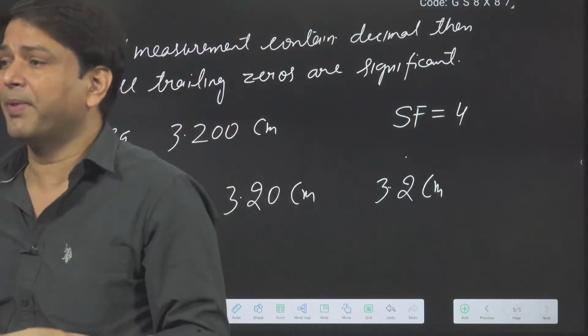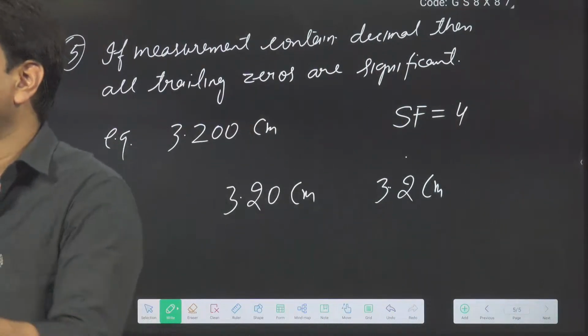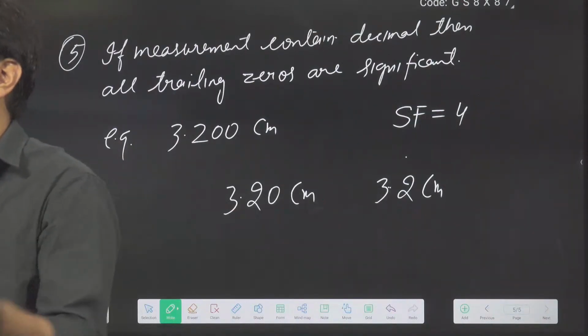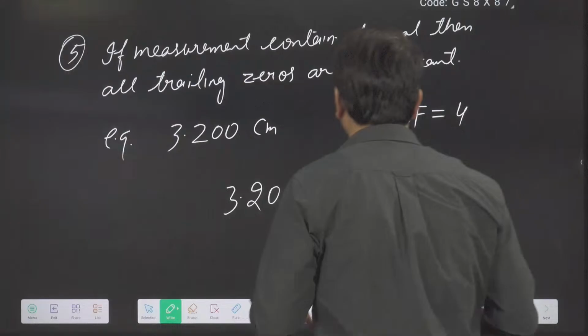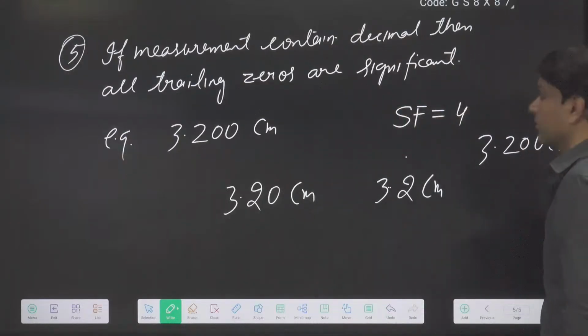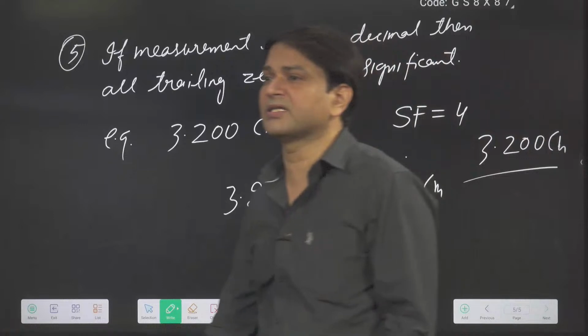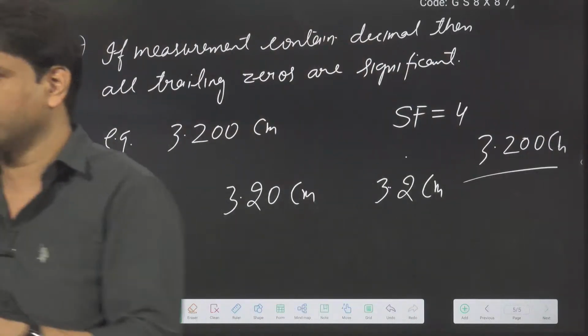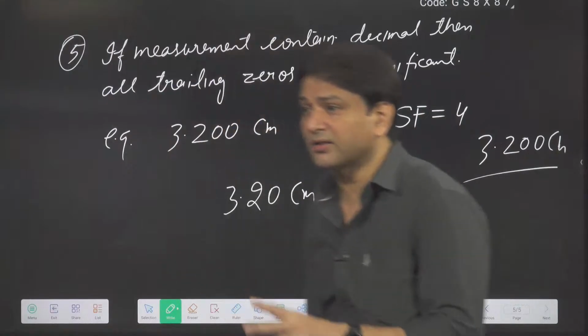By this zero, by this precision, I am saying which instrument I have used. What is the least count of the instrument I use? I will not put it randomly. If I am using the normal meter scale and I write like this, it means I am writing wrong, because the normal meter scale can measure only decimal 1 place, so how can I write 2 more places? So that's why these zeros are significant.